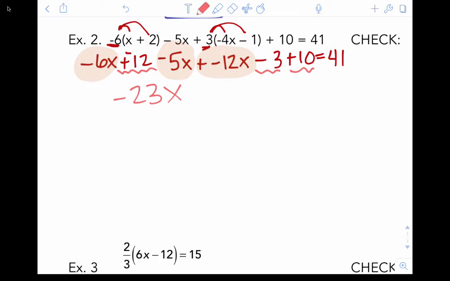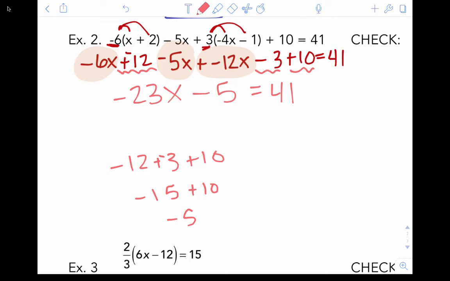Negative 12 minus 3 plus 10. Negative 12 minus 3, I'm going to add the opposite. Negative 12 plus negative 3 is negative 15. Negative 15 plus 10 is negative 5. And that's equal to 41.